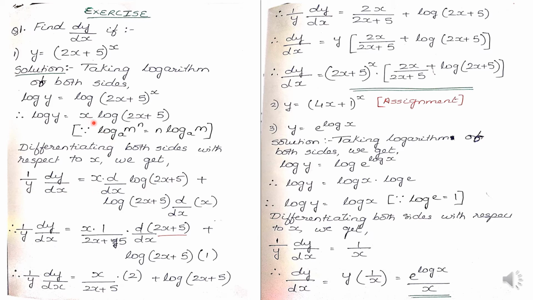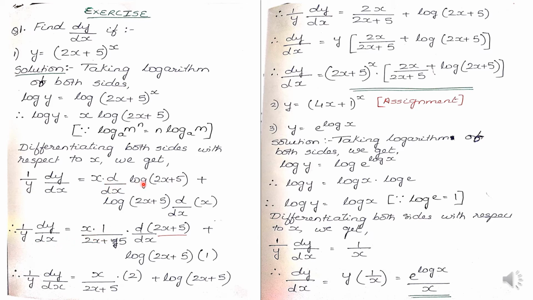What about the RHS? You observe that it is u into v, x into log (2x plus 5). So we use the formula of u into v. The derivative of u into v you already know: u dv by dx plus v du by dx. Thus we get x, the differentiation of log (2x plus 5), plus log (2x plus 5), the differentiation of x. In the next step, the LHS is going to be the same as of now.